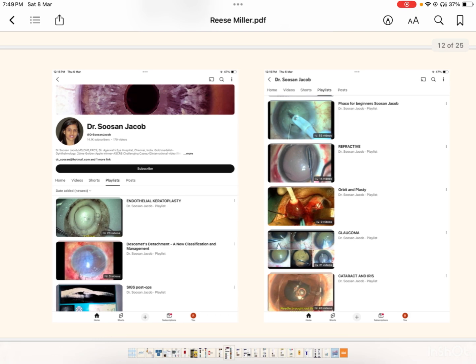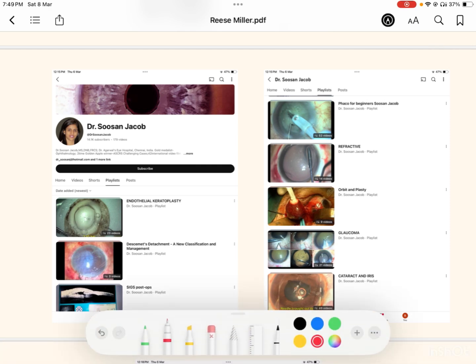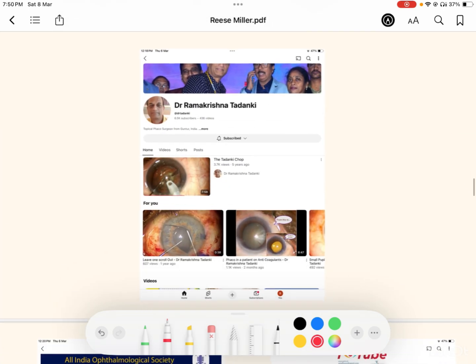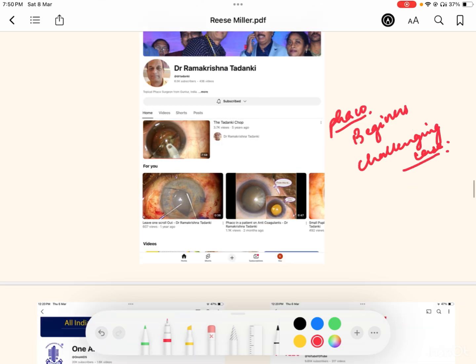Dr. Suzanne Jacob, she also explains the SICS, phaco, refractive, plastic surgeries, glaucoma surgeries. And one thing that stood out for me was these endothelial keratoplasty and Descemet's detachment surgeries, which I didn't find anywhere else. So I found these good for that. And Dr. Ramkrishna Tadamki, especially for phaco, right? For beginners as well as challenging cases. And yeah, you can go through them.